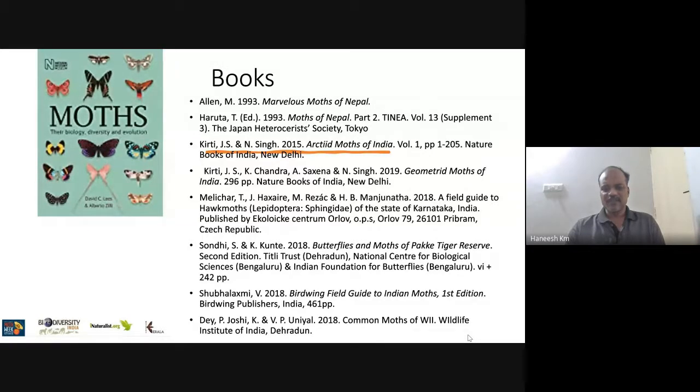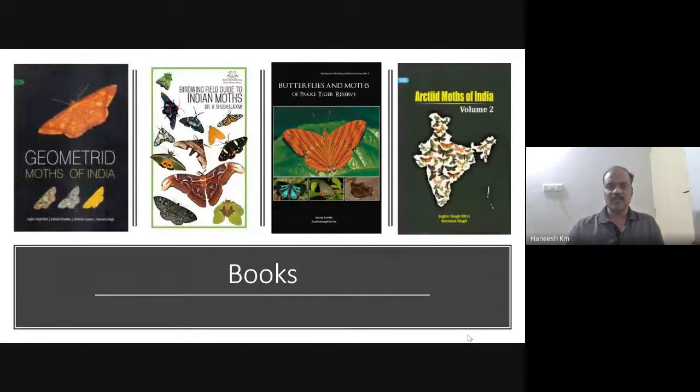Okay, and another book is Common Moths of the Wildlife Institute of India, WII, Dehradun, by Pathak and Joshi. So it came in 2008. So these are the major books available in India, by Indian authors. Okay, so slowly we are getting more and more resources on moths for reference. So these are some of the books you can try if you are interested.